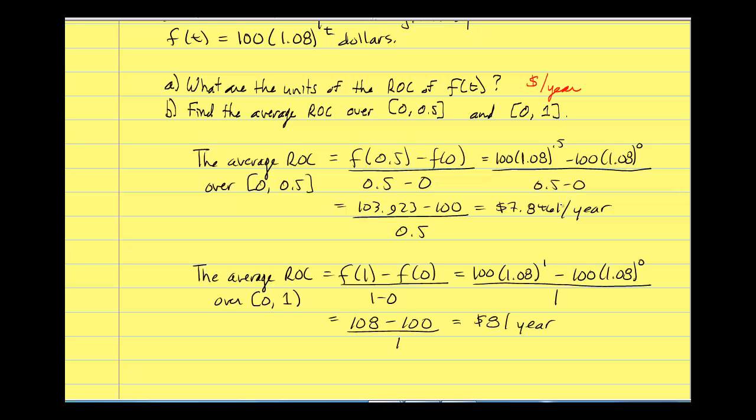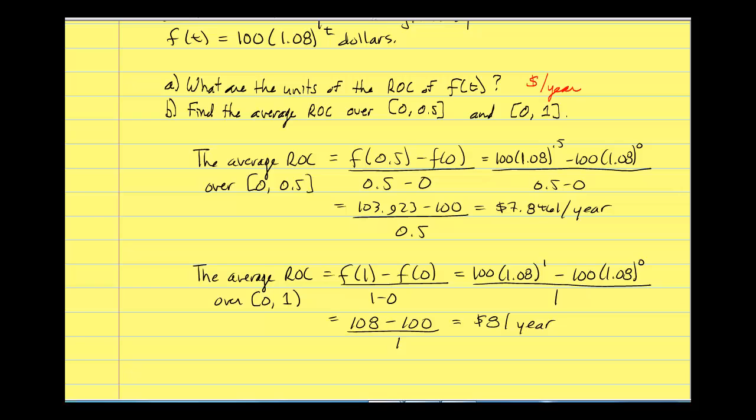So we run through the same thing again. The average rate of change between 0 and 1 years is f(1) minus f(0) over 1 minus 0. The change in position in my account over the change in time. So I plug these into this original function that was given to me up here, and I end up with $8 per year.